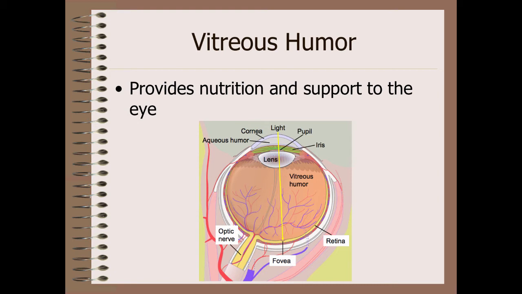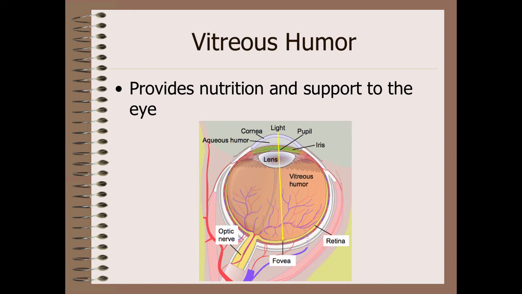Making up the majority of the content of the eye is the vitreous humor. It is a transparent fluid, the consistency of egg whites. Like the aqueous humor, it too provides nutrition and support to the eye. However, it is not constantly renewed like the aqueous humor. As a result, it can accumulate debris over time. Sometimes we refer to this debris as floaters.